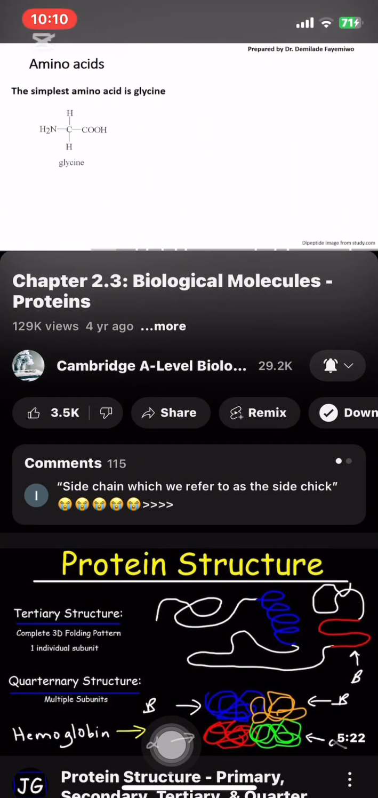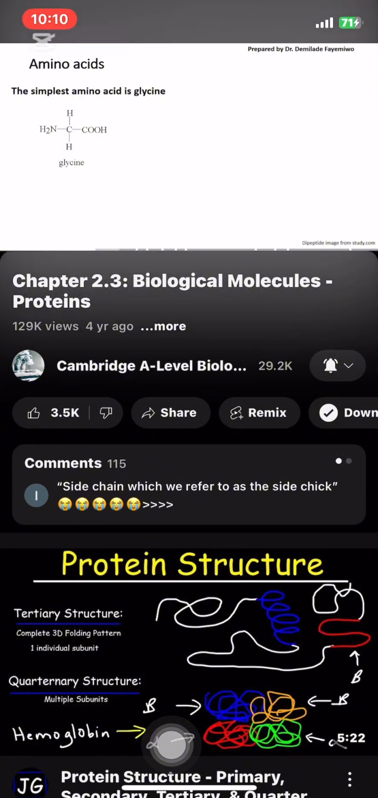Now, it's also important to know that the simplest amino acid is glycine. As you can see from the structure of glycine, the amine group is on the left, the carboxylic group is on the right, the carbon that joins them together is in the center, there's a hydrogen attached to it on top, and the side chain of glycine is also hydrogen. That is why it looks the way that it does.